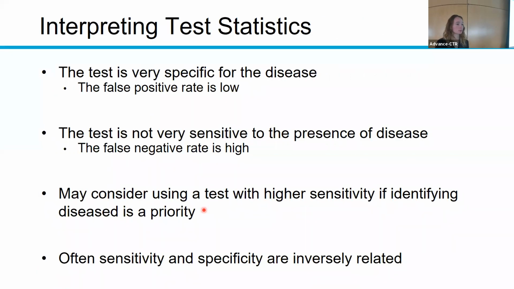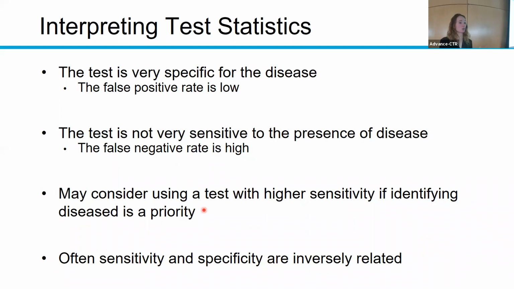So how do we interpret these numbers that we just got about this diagnostic test? The test is very specific for the disease, so the false positive rate is low. It's good at classifying not having the disease. The test is not very sensitive to the presence of the disease, so the false negative rate is high. So we get a lot of false negatives. It's not really sure how to detect whether or not someone does have the disease, but it's better at detecting whether or not someone does not have the disease.